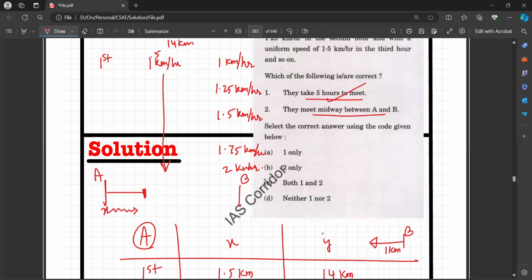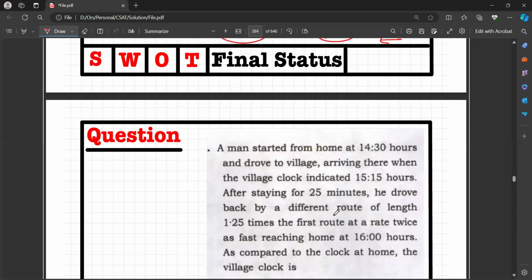Hence they take 5 hours to meet. Absolutely correct. They meet midway between A and B. Yes, absolutely correct. Why? 7.5 kilometers each. So the answer would be both 1 and 2. Got it? Clear? Let us proceed to the next problem.